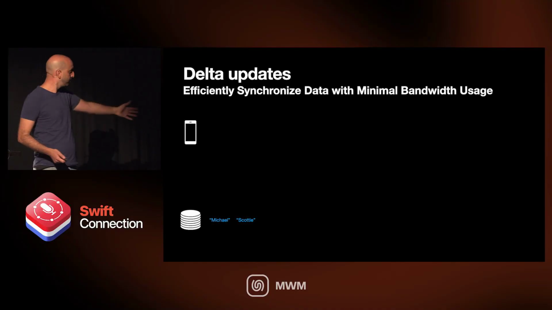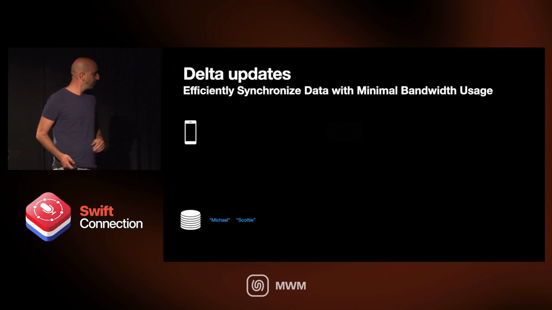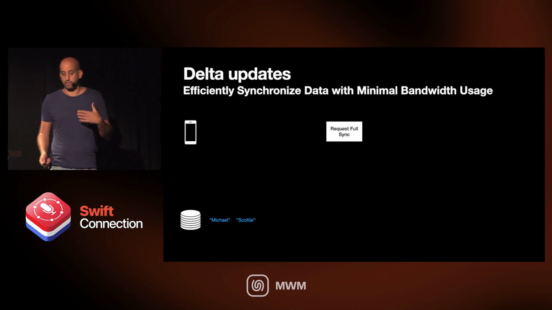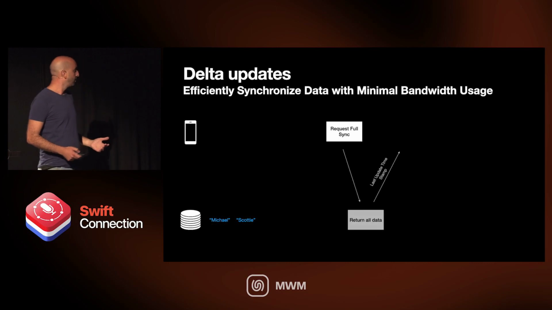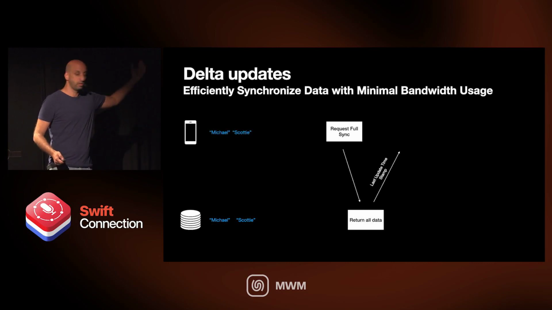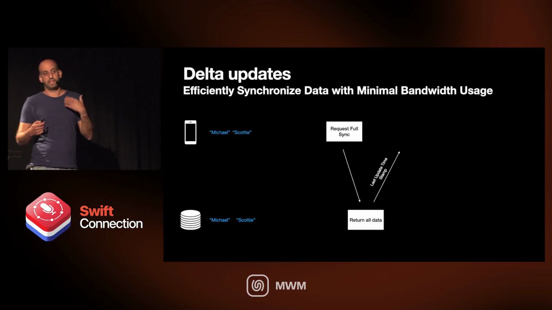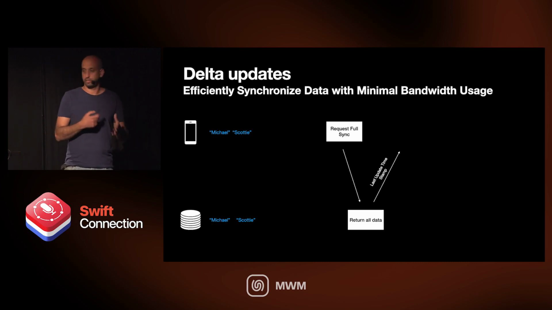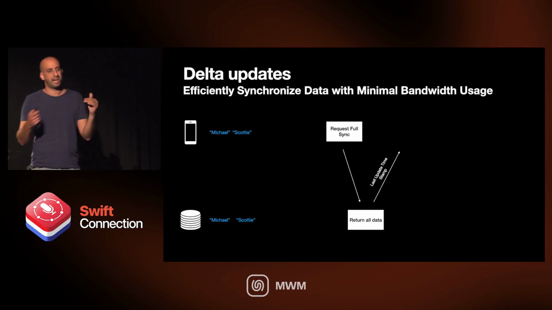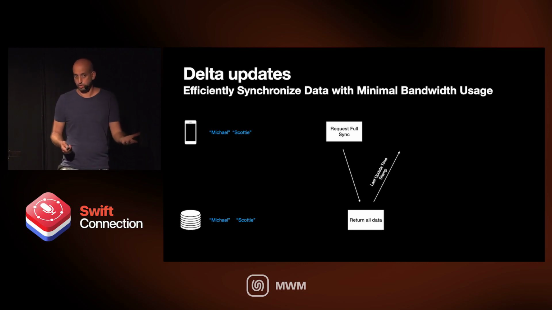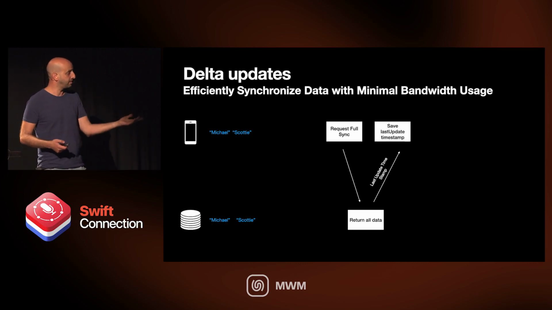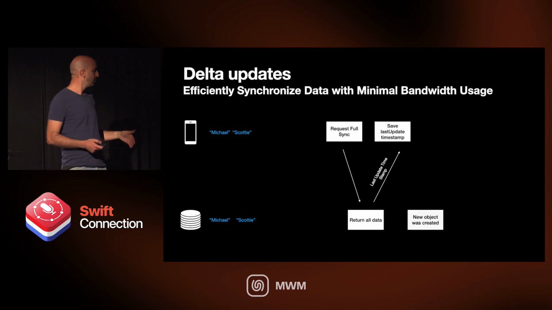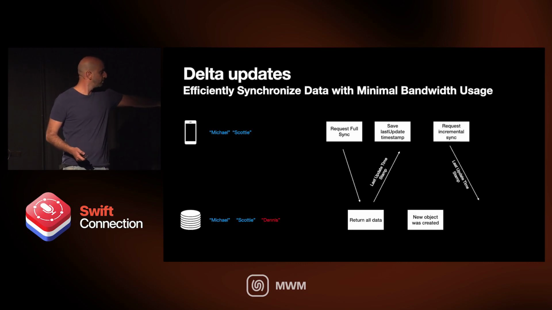How does it work? Let's say that we have a client and a DB, and we have 2 items on the DB. Initially, we request a full sync, and then we return all the data. Then we save a timestamp locally on the client. The timestamp represents the most updated item. Then we want to get the new updated items. We just send the timestamp to the server, and the server returns a new item.